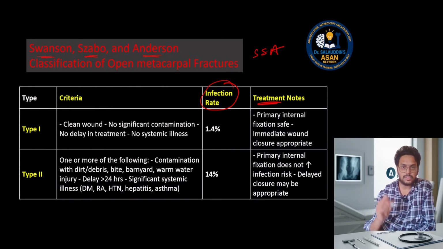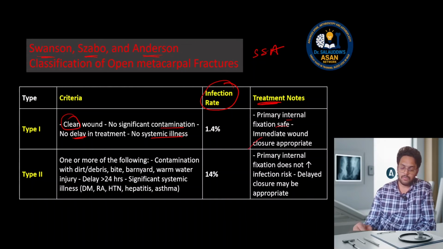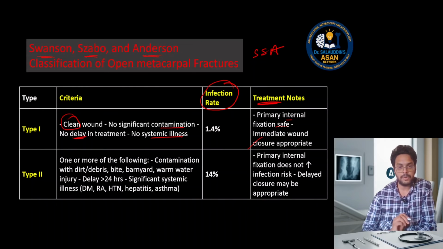If the wound, that is the open injury, is clean and there is no contamination, there is no delay in the treatment and the patient has no systemic illness, then you simply do a primary internal fixation and you close the wound immediately. Type 2, when one of the following is present, that is the wound has contamination of dirt, debris, any bite mark, a barnyard contamination or warm water injury, and this is the first part of it.